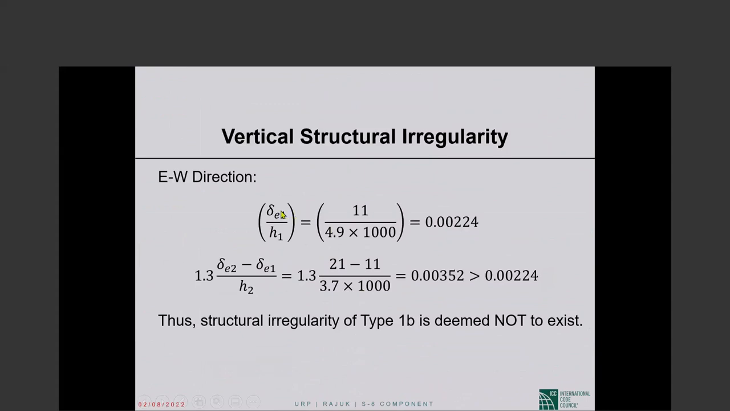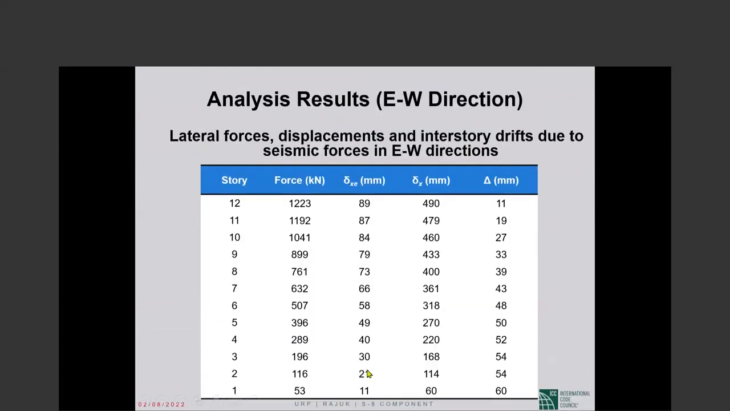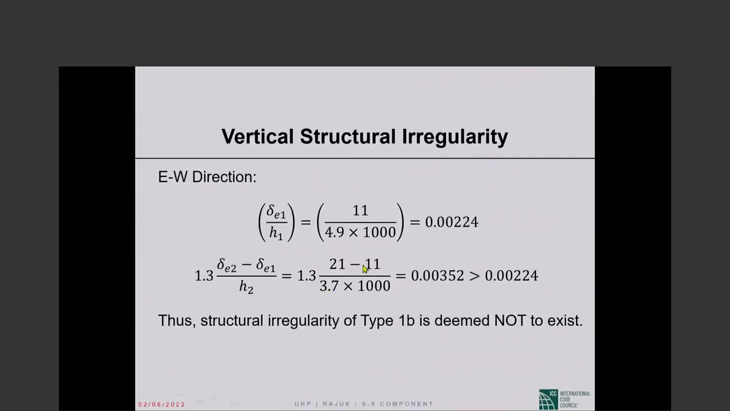Okay, so delta sub E1 is 11 divided by H1, 4.9 meters. That is 0.00224. And 1.3 times delta 2 minus delta 1 by H2. This is 21 millimeters here, minus 11, divided by 3.7 meters. That gives you 0.00352. This being larger than that, or this being smaller than that, we do not have to consider type 1b irregularity. This is huge.